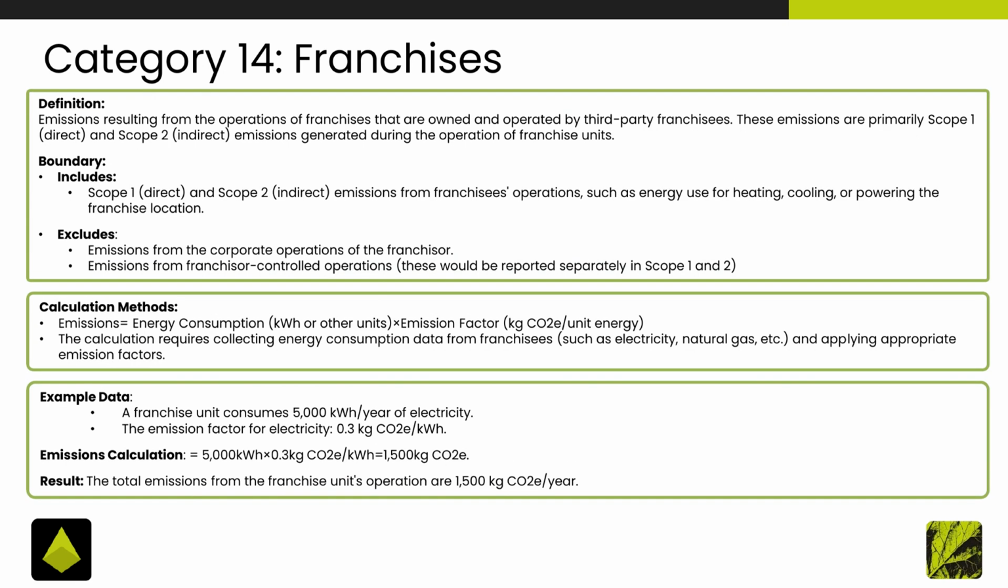Category 14, franchises, captures emissions from operations of franchises owned and run by third parties. These emissions can include energy use for heating or cooling and exclude direct franchise operations reported in Scope 1 and 2. The boundary focuses on indirect emissions from franchisees. Calculations use the formula emissions equal energy consumption times the emission factor.